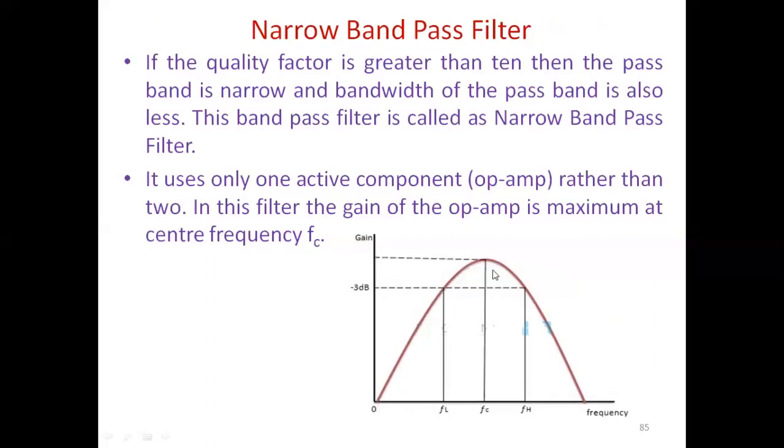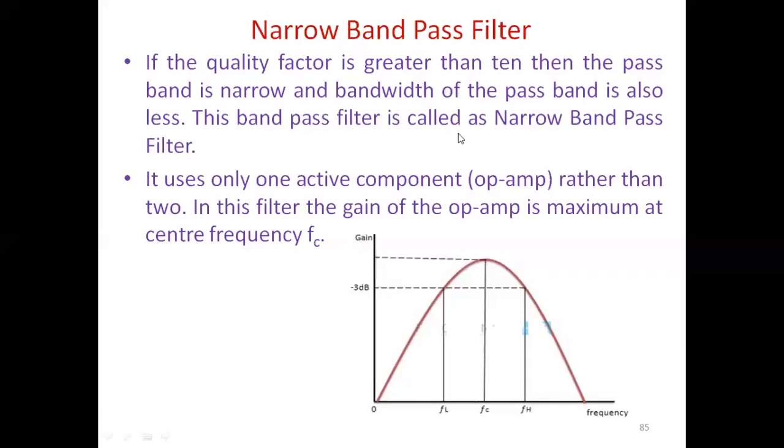Frequency response of narrow band pass filter. Center frequency is given, lower cutoff frequency, higher cutoff frequency, minus 3 dB line, frequency versus gain. So there is only one difference between the narrow band pass filter and the wide band pass filter. In case of a narrow band pass filter, the quality factor will be greater than 10.